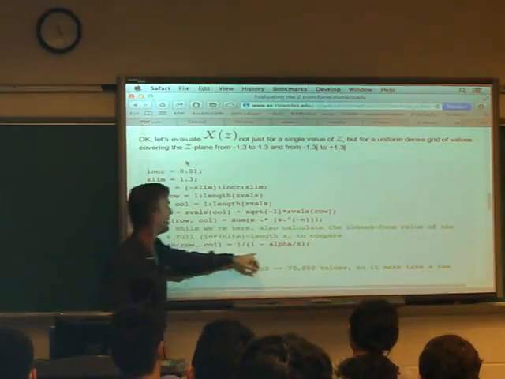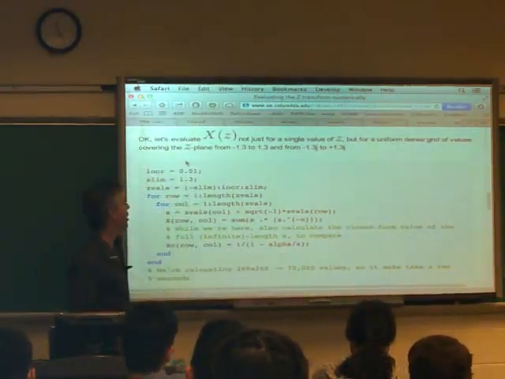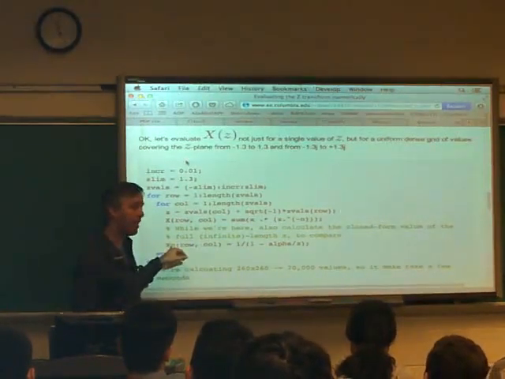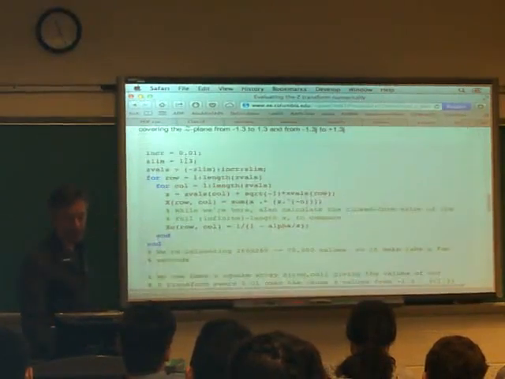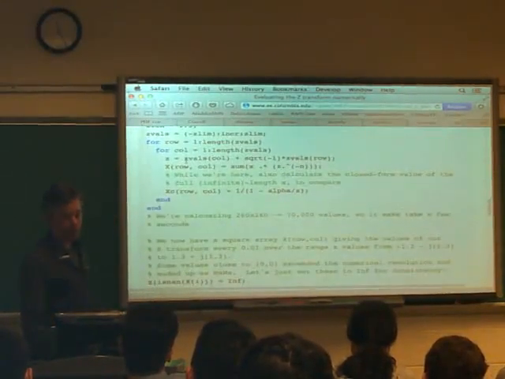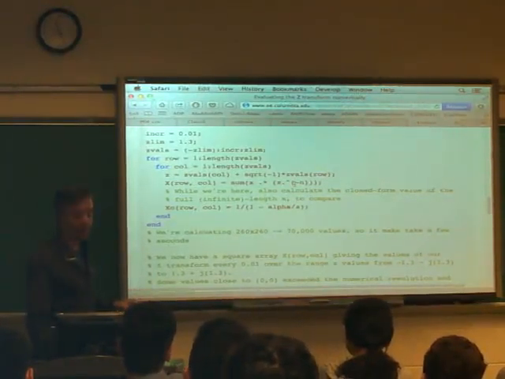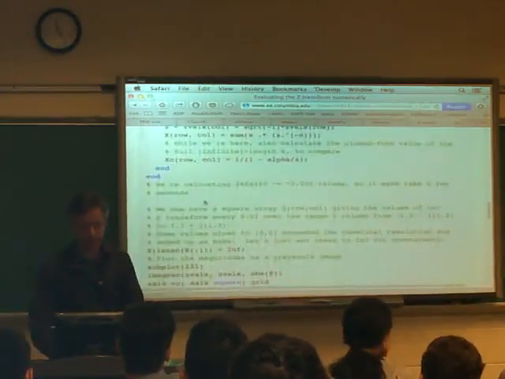And then we had this closed form expression that was going to be 1 over 1 minus alpha z to the minus 1. We can calculate that while we're here, just so we have a comparison. And then we can look at this. Now, it turns out this is like calculating 260 times 260 1,000-point summations. So it's quite a lot of multiplications. It takes about 20 seconds to run on my computer. I already did it.